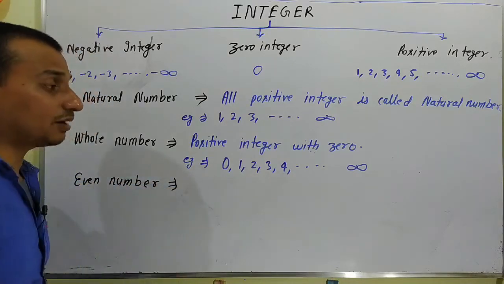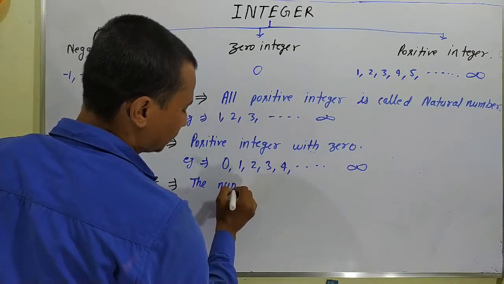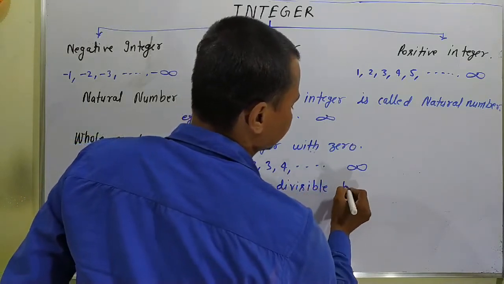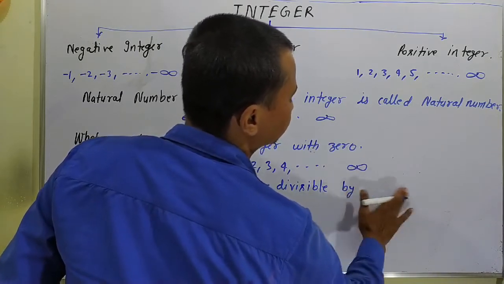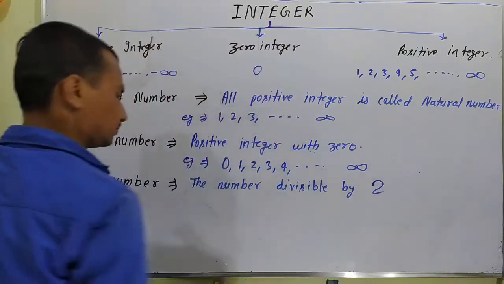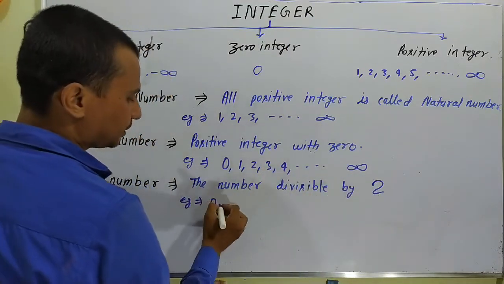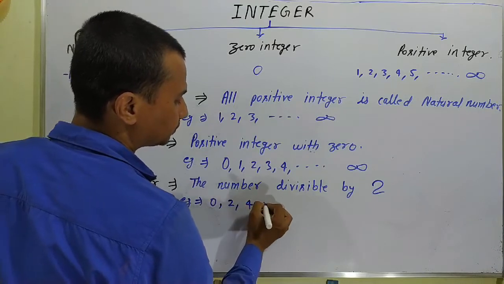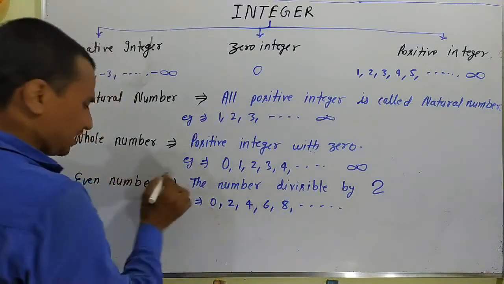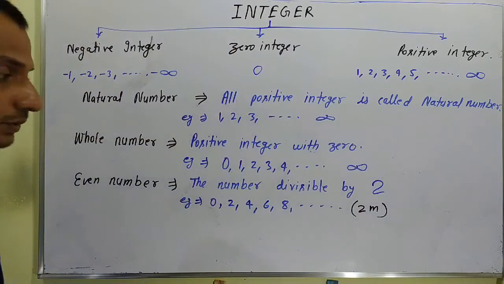Next, even number. The number which is divisible by 2 is called even number. Example, 0 can also be divisible by 2 because 2 zeros are 0. Next, 2, 4, 6, 8 and so on. Even number is in the form of 2m, where m is another integer. It is divisible by 2.